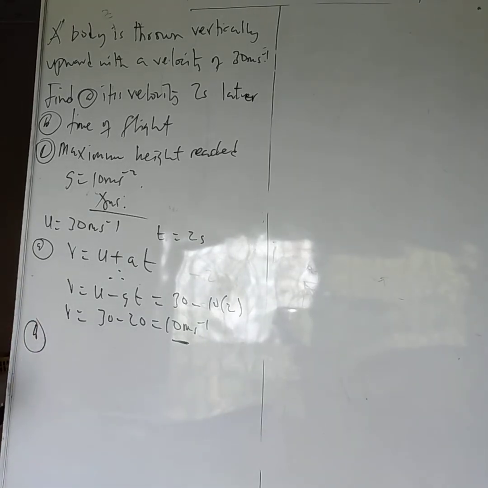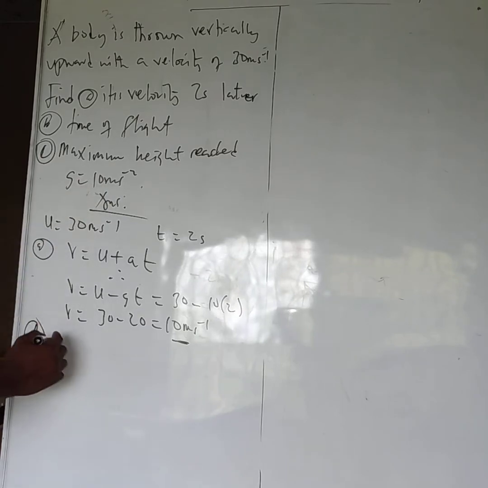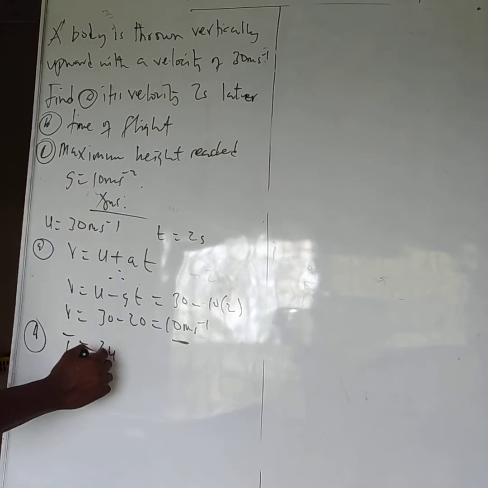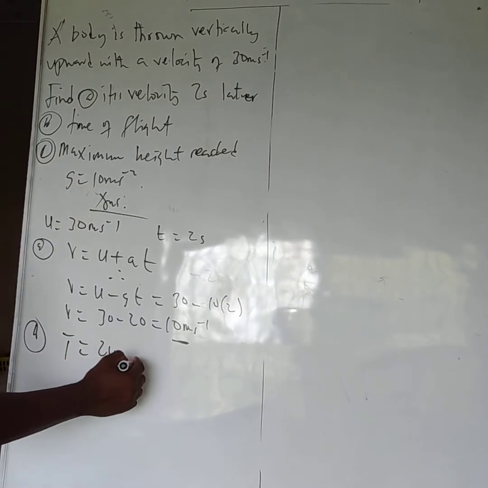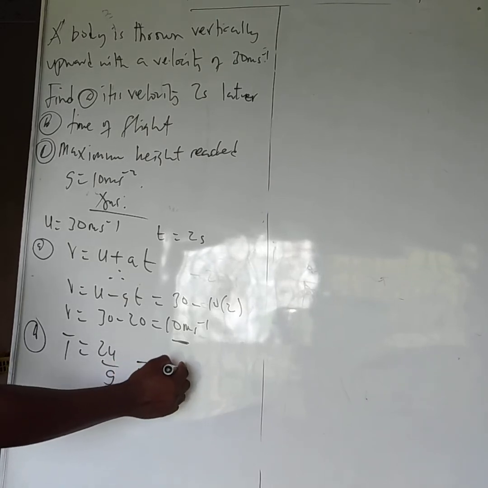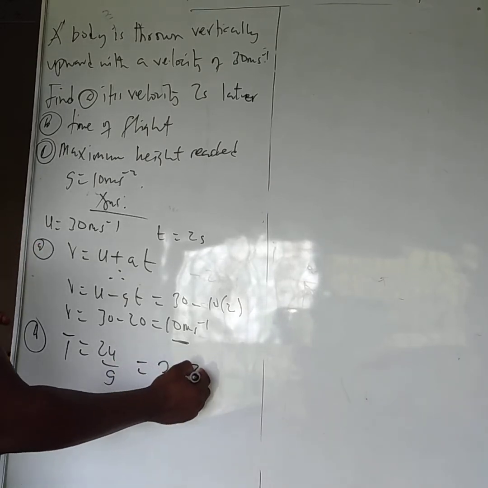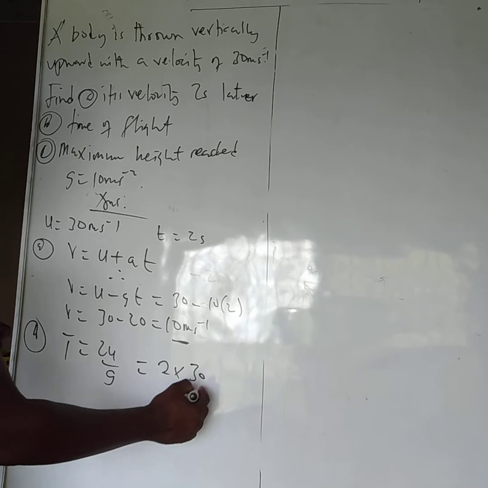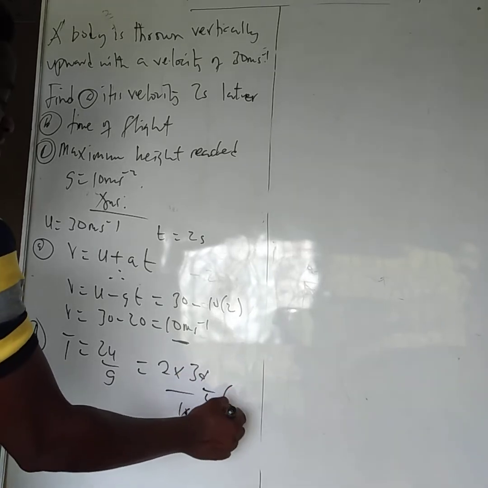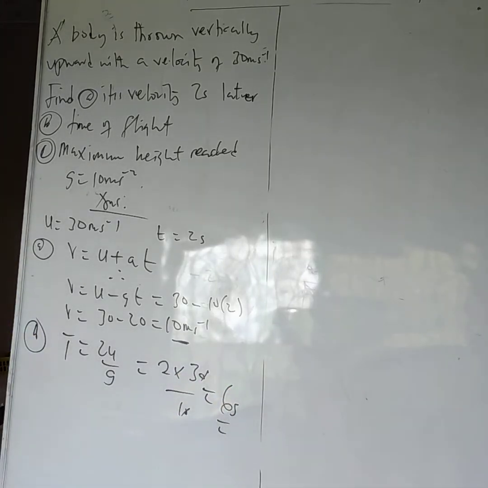Then the B part of the question, you have to calculate the time of flight. We know t is equal to 2u all over g. So this becomes 2 multiplying u, which is 30, all over 10. This goes here, this goes here. So you have 6 seconds. So this is what you are going to get for the time of flight.